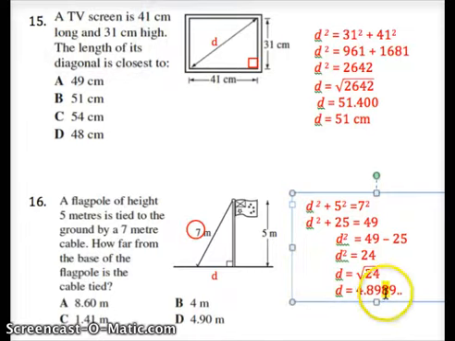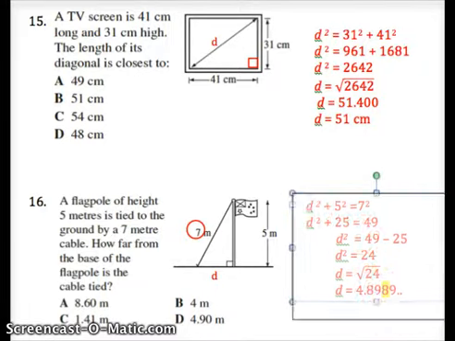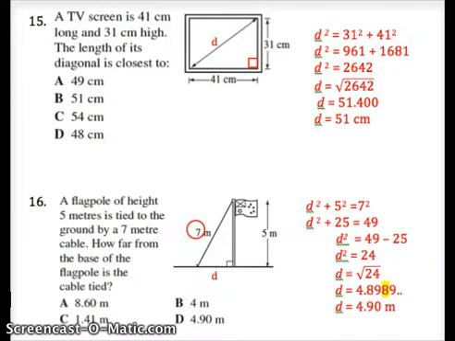Now this 8 is bigger than 5, so it's 5 or more. So this 9 needs to move up to a 10. What you really need to do, if you read it as 4.89, that needs to go up by 1, so you can write it as 4.90. Okay, so our answer is 4.90.